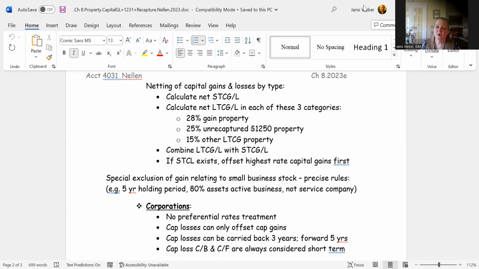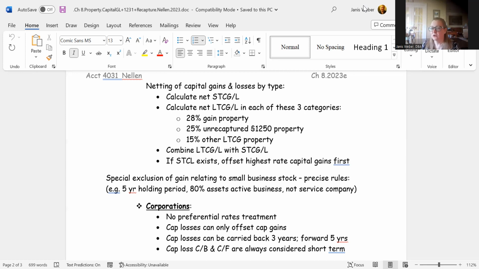But anyway, once you combine the long-term gains or losses with the short-term gains or losses, then if there's a net short-term capital loss, you have to offset the highest rate capital gain first and then go down the line. That's good, because it means your capital loss can offset the 28% gains rather than you having to pay tax on those higher taxed capital gains. And if you have a leftover short-term capital loss, it's the only time you have to worry about that priority of which one's going to offset.